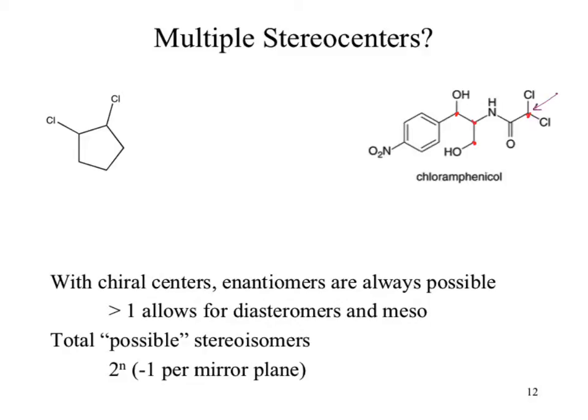Can this one be a chiral atom? No. Why not? 2 chlorines. Can this one? Yes. 2 hydrogens? No. Next one. Yes, what's the 4th bond? Hydrogen. And the next one? Yes, 4th bond, hydrogen. So we have 2 chiral atoms, 2 to the 2, 4. There's our answer.